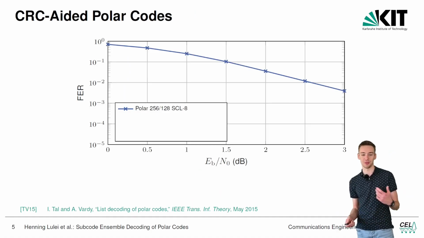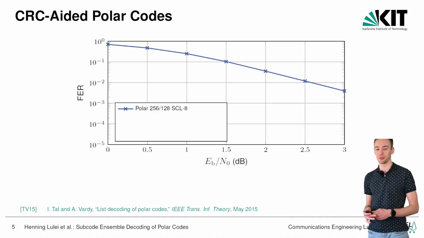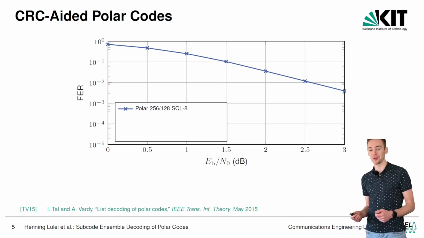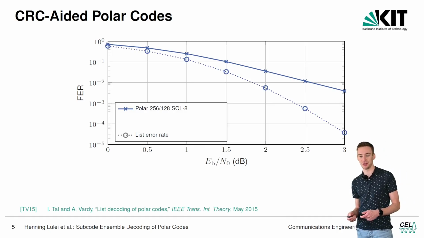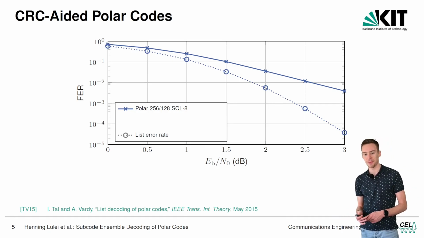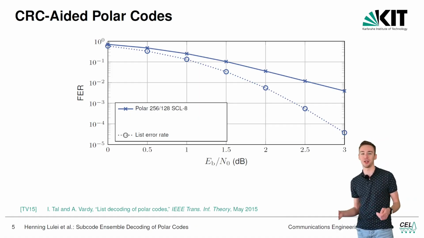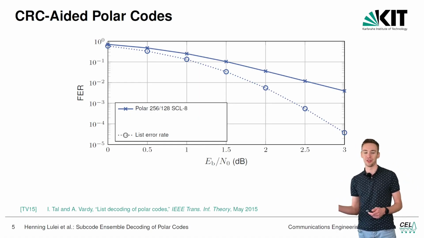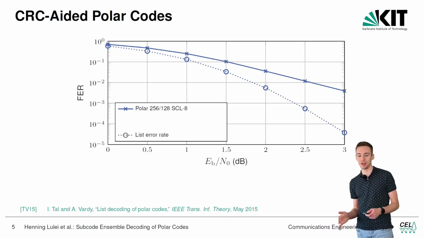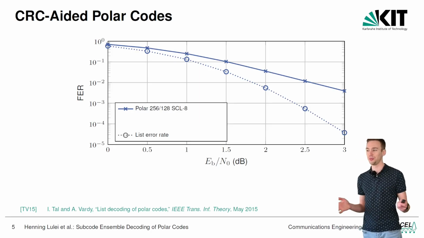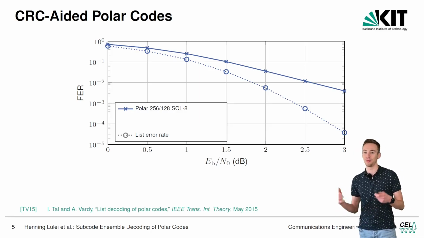Let's look at the performance of SCL decoding for a block length 256, dimension 128 polar code. And we decode that first with a list size 8 decoder, and we can see the resulting performance in the solid line. However, we will also look at a different kind of error rate, which is purely theoretical and not achievable in practice, which is the list error rate. This is the error rate that the correct code word was in the list of candidates in the end. So we assume that we don't have to make the decision in the end and we will always make the right decision.